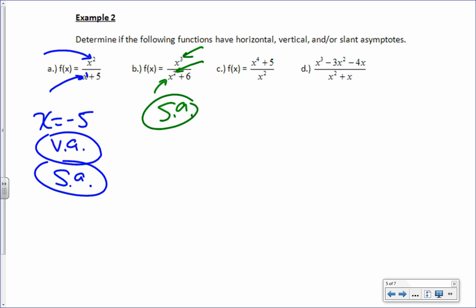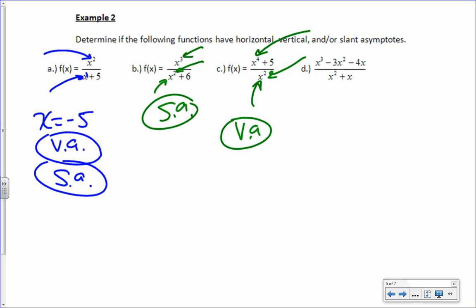And this next one, how about any holes? Nope. Any vertical? Any values that are not in the domain, in other words? Yeah, 0, right? I'm not allowed to put 0 in there. So yeah, it does have a vertical. And how about a slant or horizontal? Well, the top's more than 1 bigger, so again, put a million to the 4th over a million squared. It just can't keep up. So there is neither one, no horizontal nor slant. Okay. How about letter D?